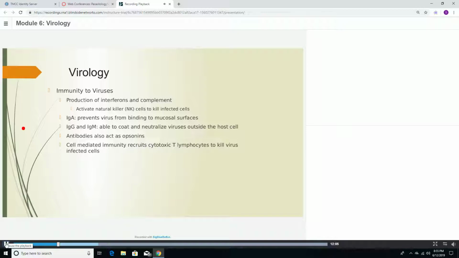We also have IgM antibodies. This is one of the most potent antibodies against viruses because it's considered a neutralizing antibody. So this antibody is able to coat viruses and prevents them from infecting host cells. So this class of antibody is our primary force in the development of a lifelong immunity to certain viral infections such as chickenpox or measles.